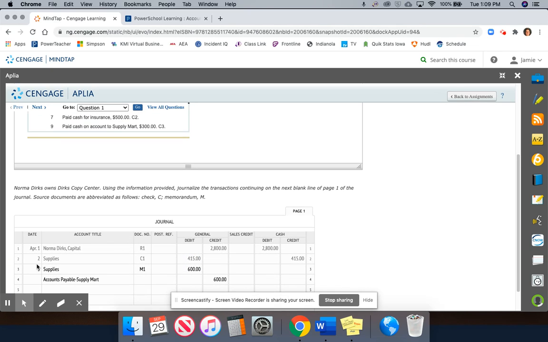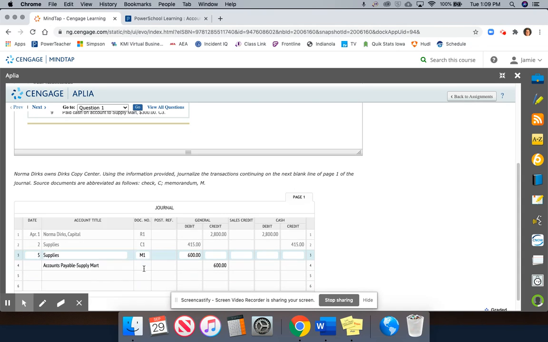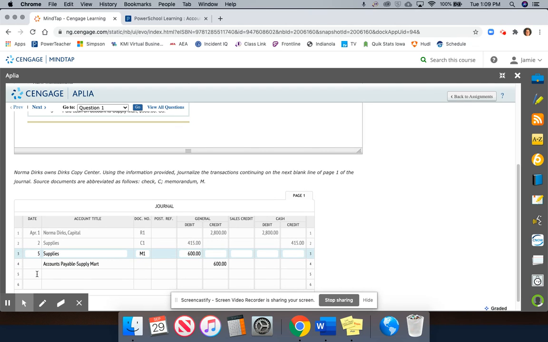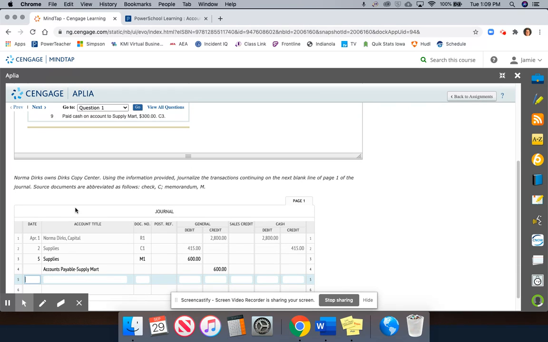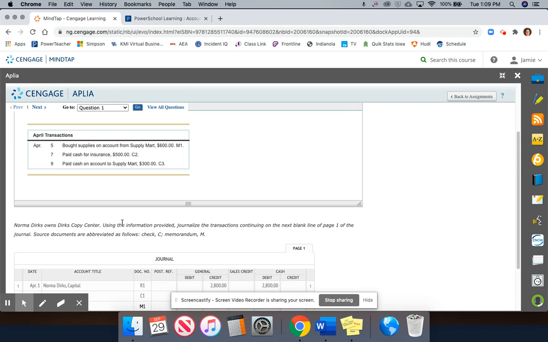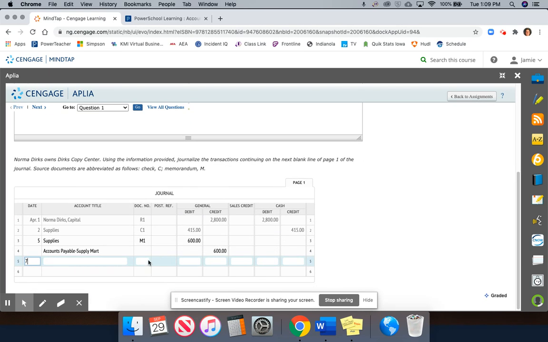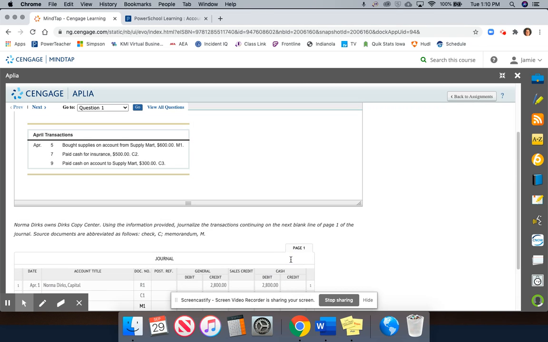We only write the 5th one time and the source document one time. You don't list it on both lines. So everything under the 5th goes together, because now we're going to move on to the 7th. On the 7th, we paid cash for insurance, $500 C2. So on the 7th, we have C2 because we wrote a check. And we wrote a check, so I know we paid cash.